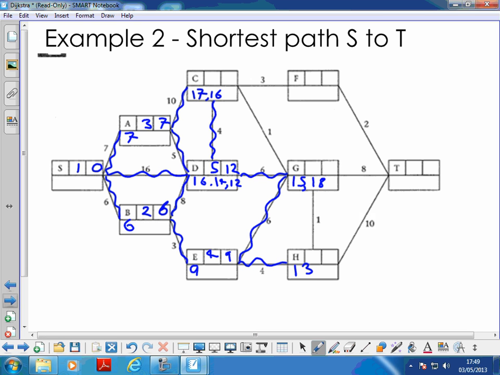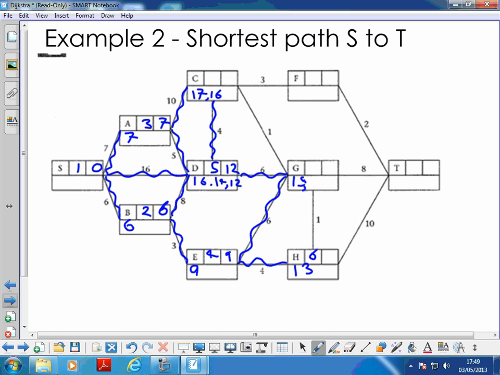Now we wouldn't actually bother writing that 18 down, because we already know we can get to G with 15 by another route. So we probably just wouldn't bother with it. Yeah, that's it. And the smallest working value I have now is 13. So I'll visit that 6.